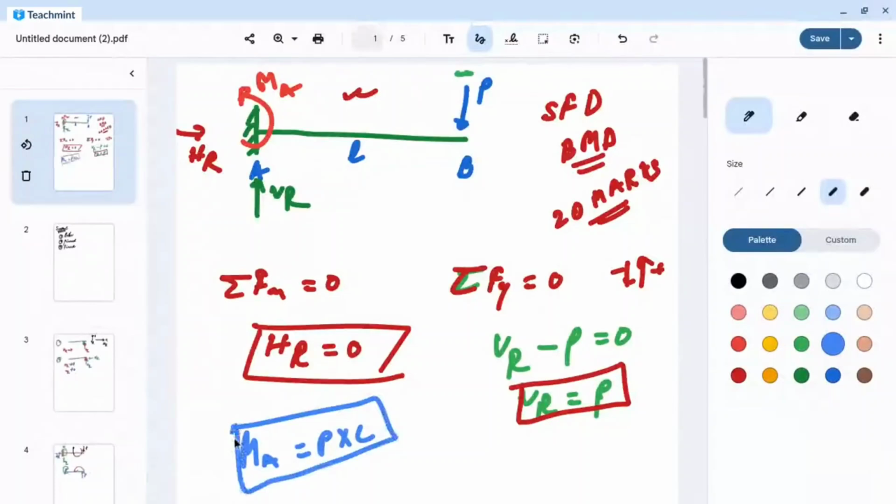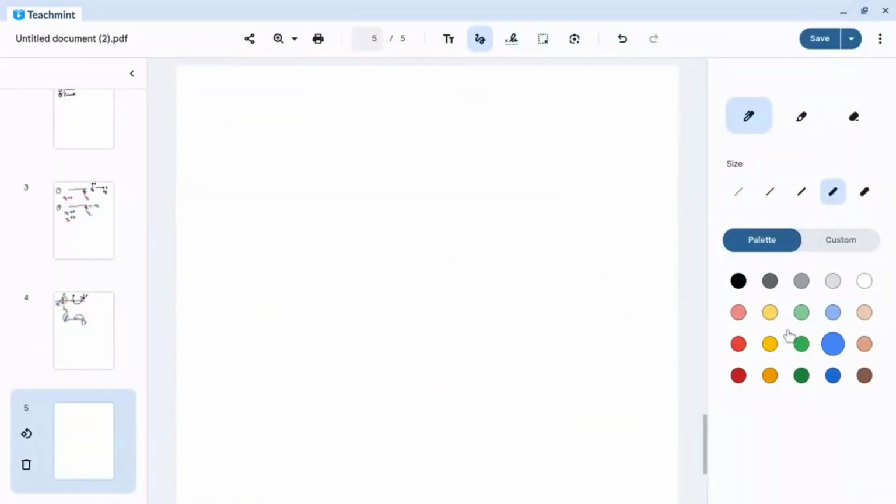So we will match this in the next class. See, the beam: one end is fixed, okay, and the other end is a roller.